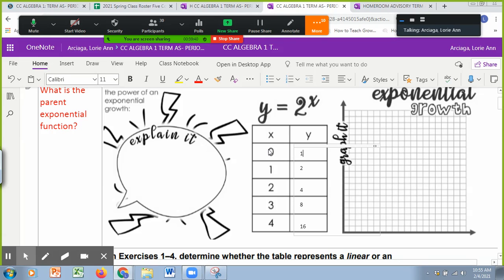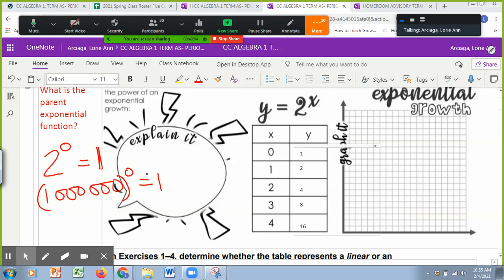Why? Because any number, I think we forgot that rule from last time. Any number, regardless of whether it's small or big, if you raise it to 0, it's still 1. If I have like 1 million raised to the 0th power, that's still 1.